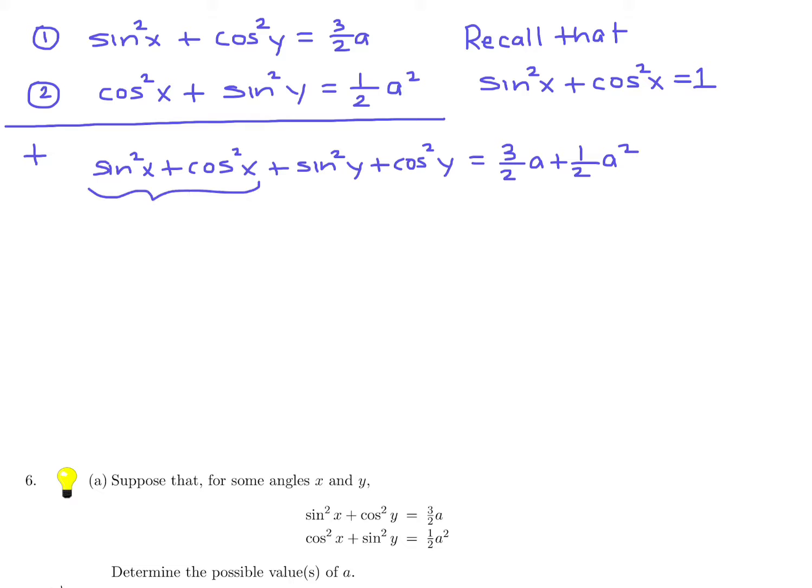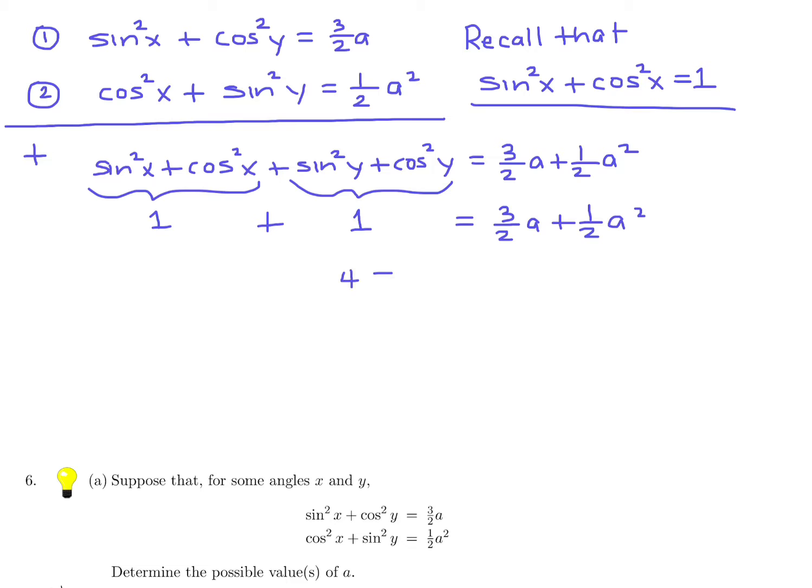All right, well, that's 1, and that's 1. So you see how handy that comes in? And this becomes 3 over 2a. It's the same. Nothing really changes on this side. Now, 1 plus 1 is 2. So I'm going to multiply through everything by 2 to get rid of these fractions. So 2 times 2, that's going to be 4, and then that would be 3a plus a squared.